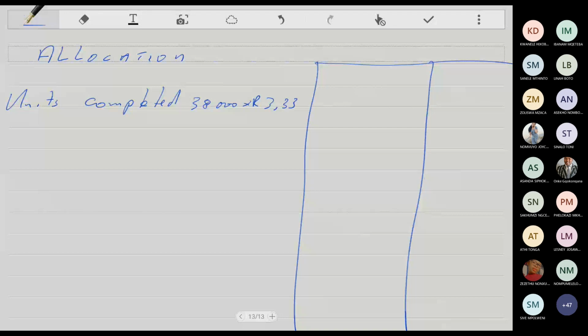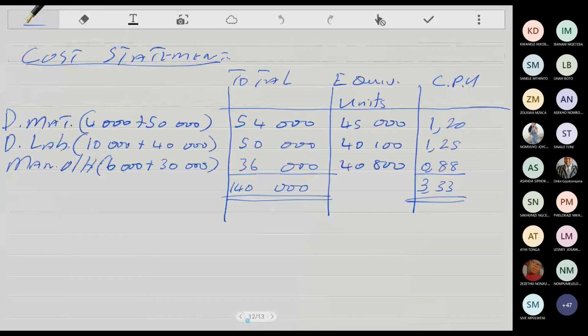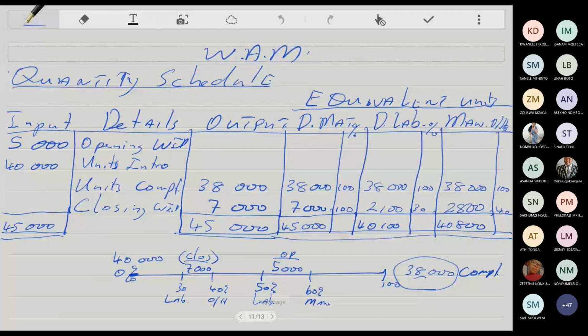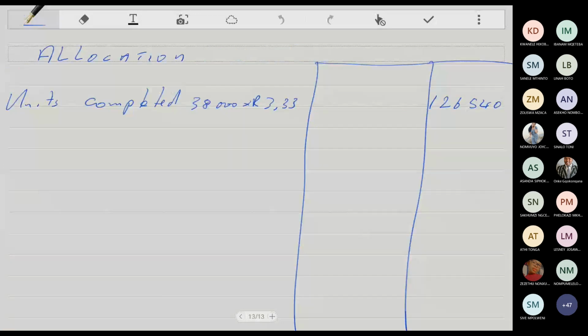Then it gives you a total of 126,540. When you go again to your quantity schedule and check, the next units after 38,000 is 7,000, and it was your closing working process. So we'll move on now to our closing working process of how many units? There are 7,000 in total.